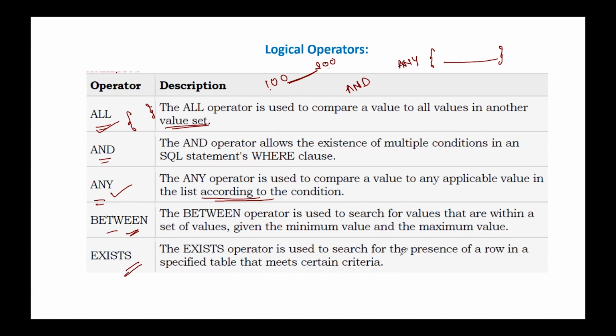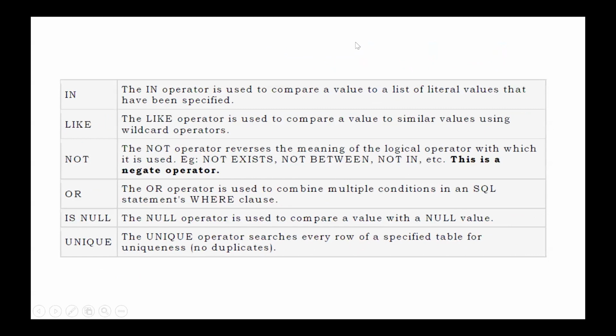The EXISTS operator is used to search for the presence of a row in a specified table that meets a certain criteria. So we will have a certain criteria, and a row should exist that meets that criteria. Then only it will be selected. Okay. Apart from that, we also have IN.